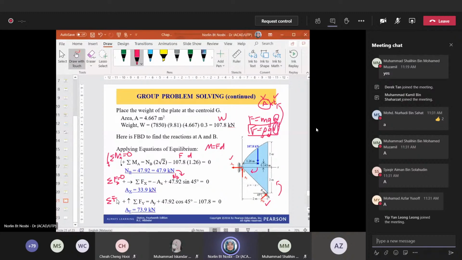Fy is equal to 0, if you assume upwards is positive. Because you want to find Ay, you have to sum all the forces. So it would be NB here, NB cos 45 because it is in y, and then Ay upward positive, this one negative. So you can solve this: Ay plus 47.92 cos 45 degree minus 107.8. So you will get Ay is 73.9 kilonewton. So this is how you solve this question.